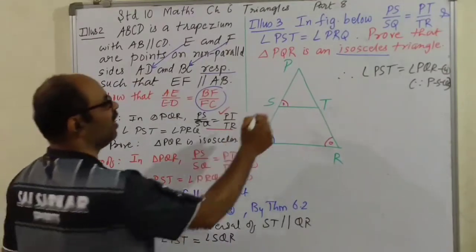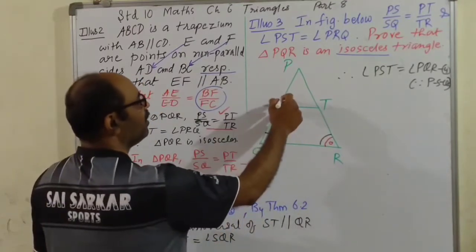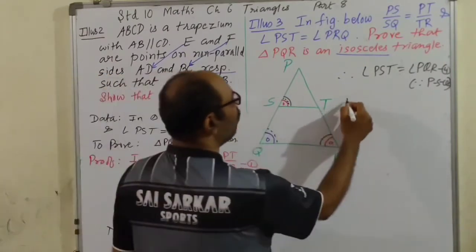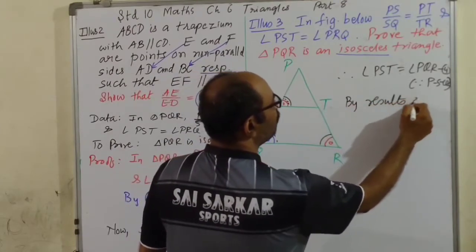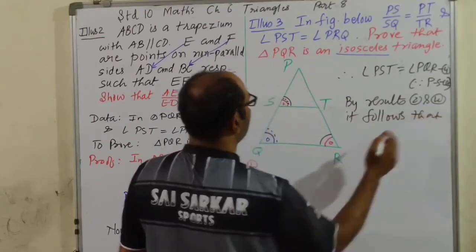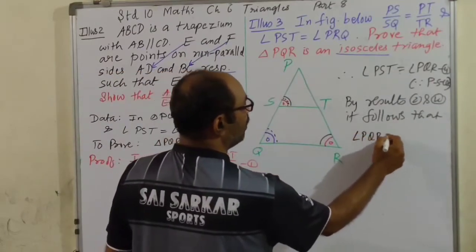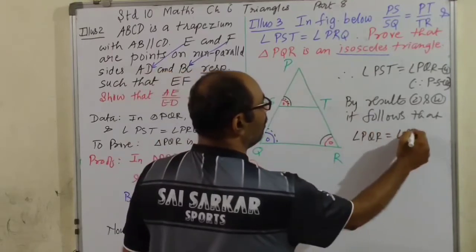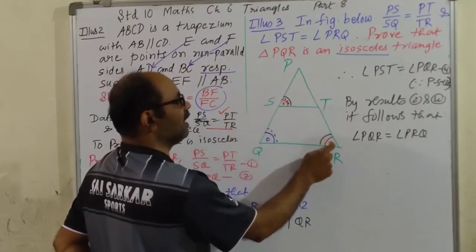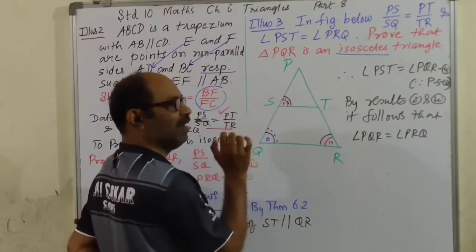In result 2, this angle is this angle. And in result 4, this same angle is this angle. So they are equal. So by results 2 and 4, it follows that angle PQR is equal to angle PRQ. I hope you have understood this. This angle is equal to angle S, this we proved. This angle is also equal to angle S, this is in the given data. So these two angles are equal.